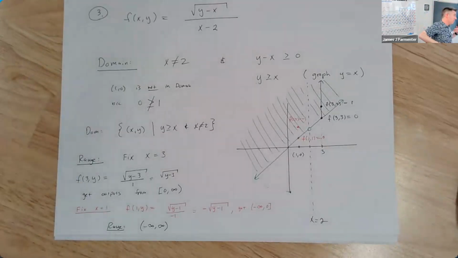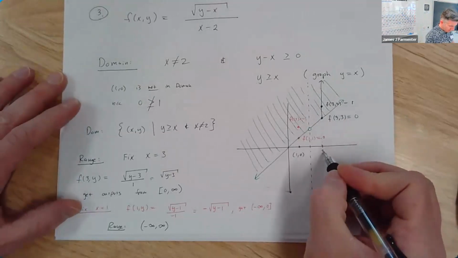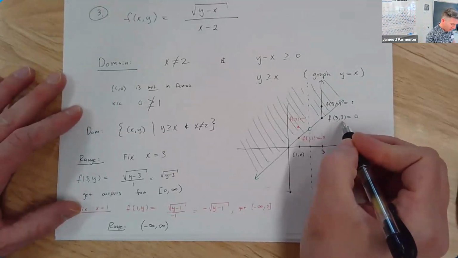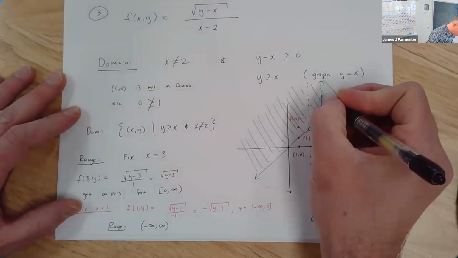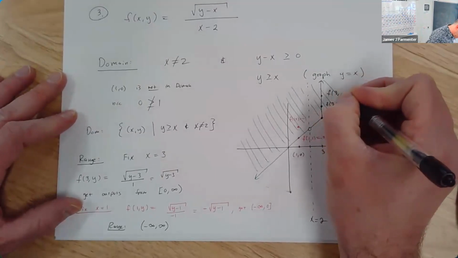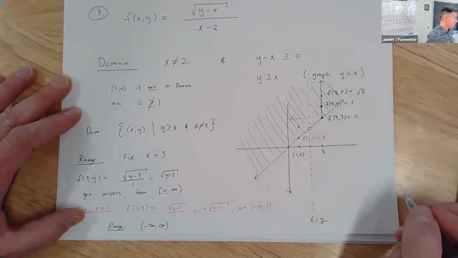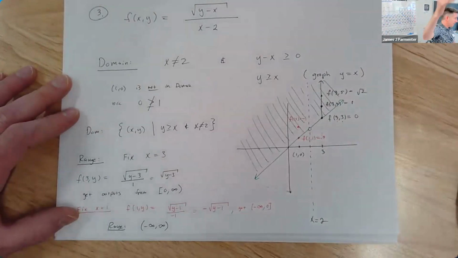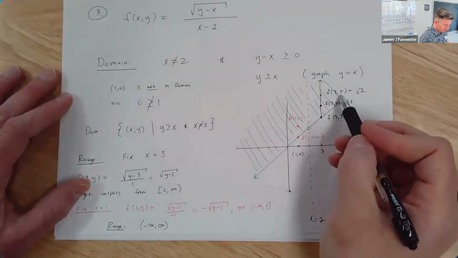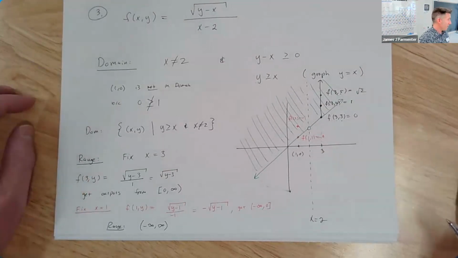I'm starting in on the line y equals x because that's the boundary, and then I'm just going up because I can't go down. I'm just picking the next integer. So I set x equal to 3, I picked the point 3,3, and then I picked the point 3,4, and then I would have picked the point 3 comma 5, which would have given me the square root of 2. And it really just kept going up and up and up. If I just keep increasing the input for y, I'm going to increase the output every time.